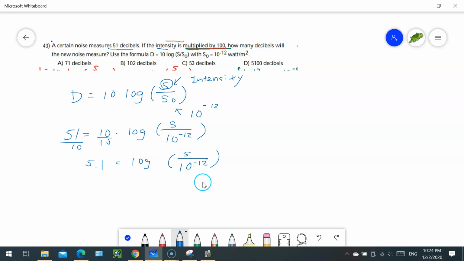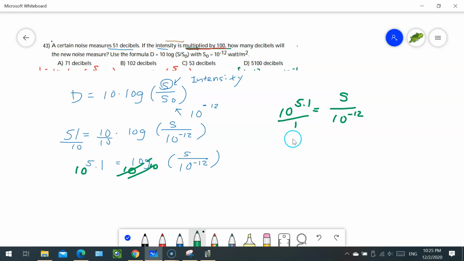Now, in order to get rid of the logarithm, we just raise up the base number it has. Since this log has no base number, that means the base is 10. So I just raise up 10 in front of the log, and I do the same thing to the left hand side. Now 10 will cancel with the log. So now we'll have 10 to the power 5.1 is equal S over 10 to the power negative 12. Sorry, this is not a 5, this is an S. My bad, I'm too tired. So this is an S.